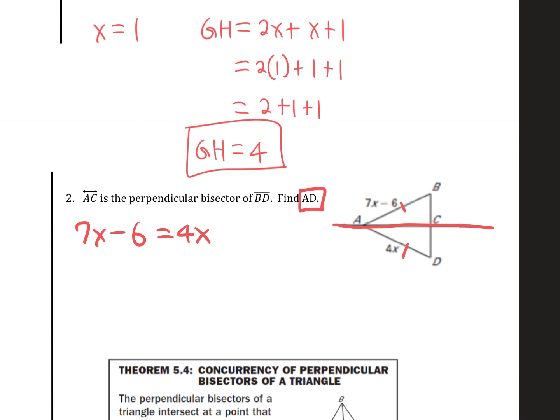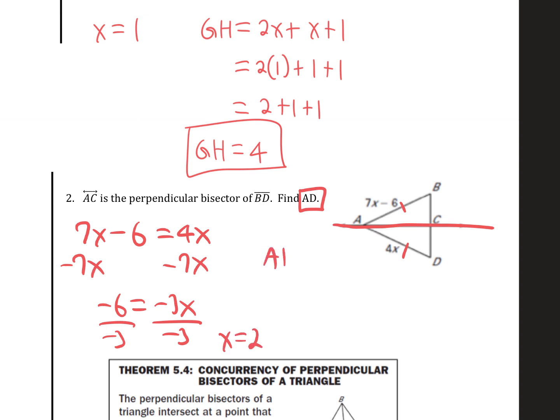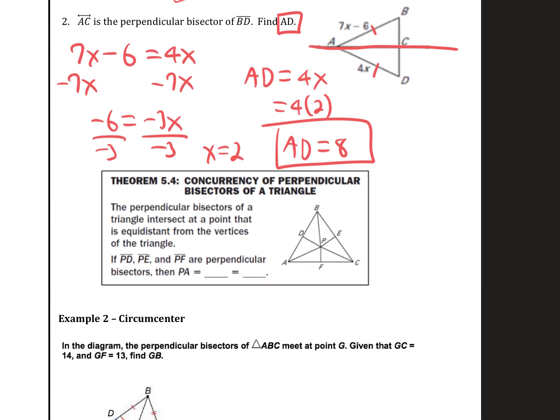How do we solve for x now? I'd probably subtract 7x from this side because otherwise, if you move the 4x over, you're going to have 0. And what's 4x minus 7x? That's negative 3x. Divide by negative 3. And x equals 2. All right, so now we have AD. We're looking for AD, which is 4x. So 4 times 2. So AD is going to equal 8. All right, sounds good.